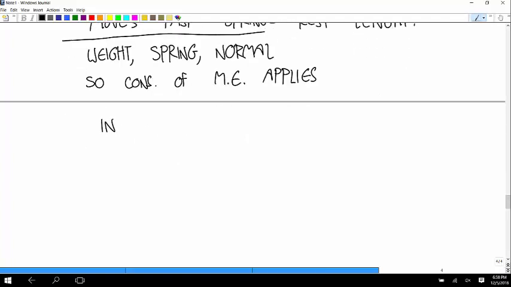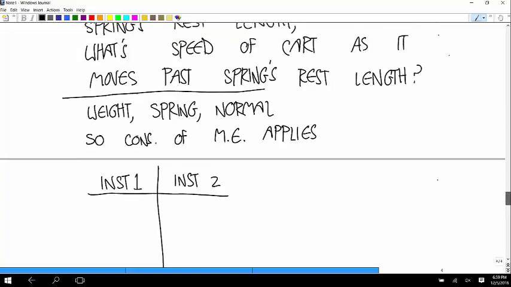So let's set up this little table. Here's instant 1. Here's instant 2. Okay, so this time we have 2 types of potential energy. We have gravitational and spring potential energy. At instant 1, let's say that this is the one where it's 8 centimeters away from the resting length.